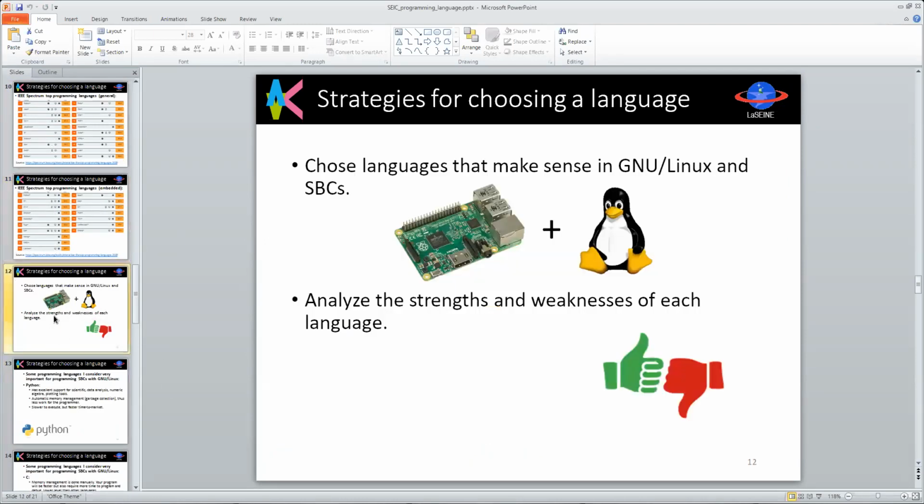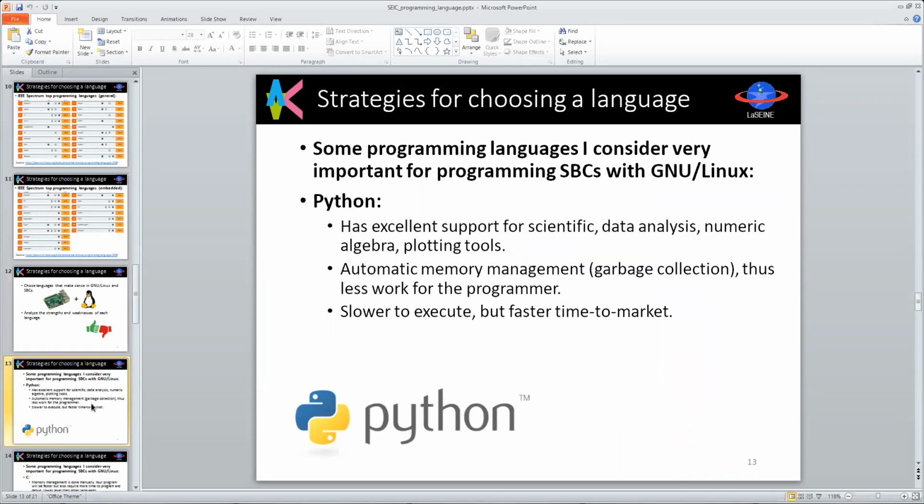So after looking at popularity and what other people are choosing in your job or what you already know, we have to take a deeper look. What is appropriate to use in the Linux environment and SBC environment? What makes sense to use, and analyze a little bit the strengths and weaknesses of each language. So as it's been talked about the most, I started with Python, and I think this will answer Maida Sensei's question. So Python is trending a lot.